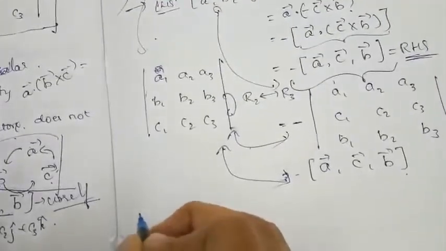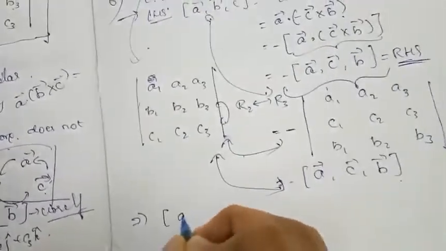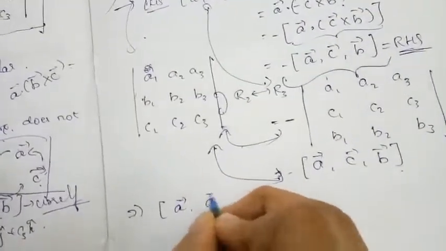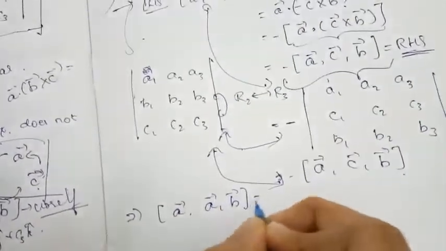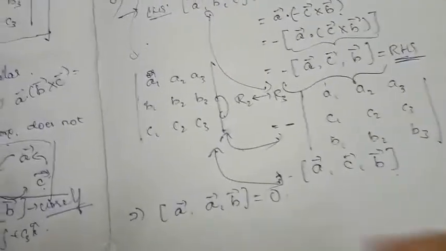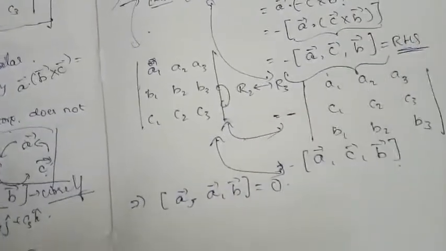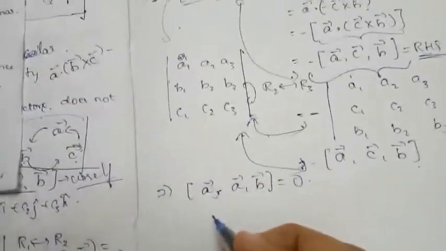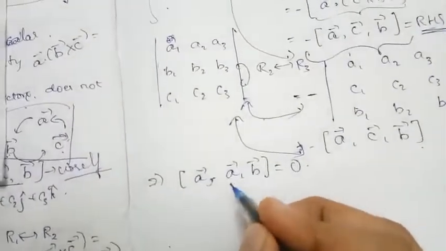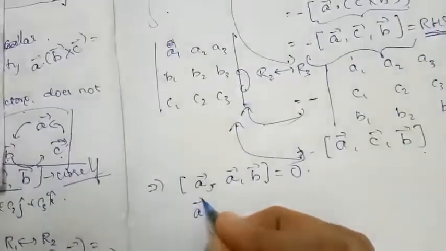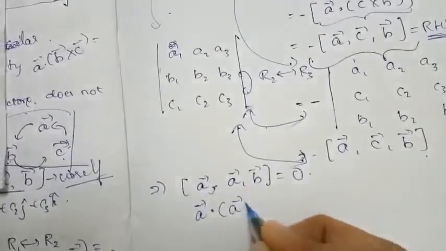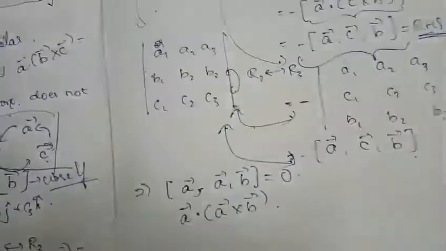The next property, or observation, is that vector A, vector A, vector B is equal to 0. That is, if we have any two identical vectors, then the value is equal to 0. How can you verify this one? Suppose I consider the LHS, this is nothing but vector A dot vector A cross vector B.